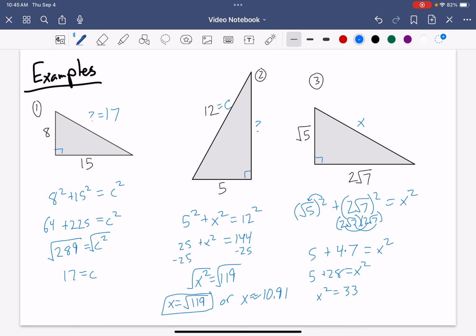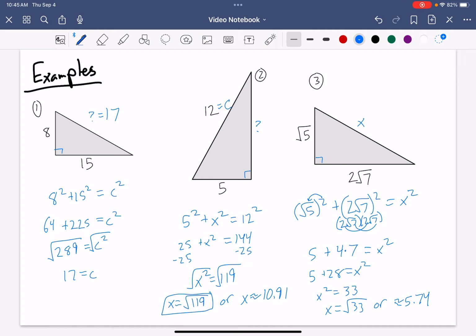Again, I could either say that x is equal to the square root of 33, leave it at that, or I could find out what that is as a decimal, and I'll find out that it's roughly 5.74. So I could use the Pythagorean theorem to find missing side lengths of right triangles.